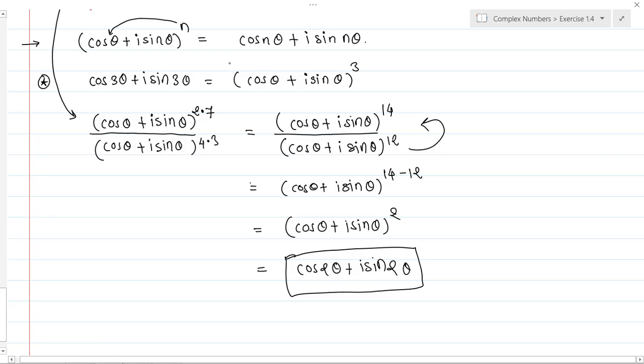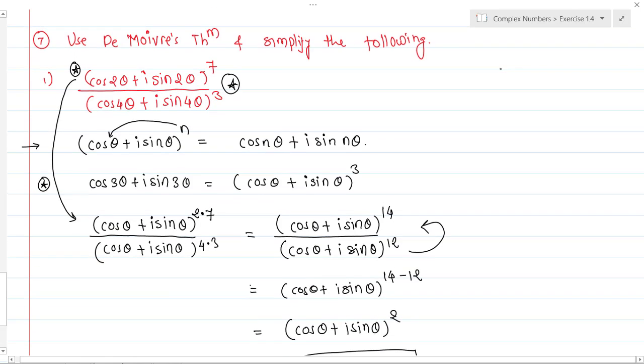Is it okay? You don't have to do anything else, just use the De Moivre's theorem. So if we have the index, give this to the multiplication with the angle here, and if we have the multiple angles, take that multiple and give to the index. That is the only thing.